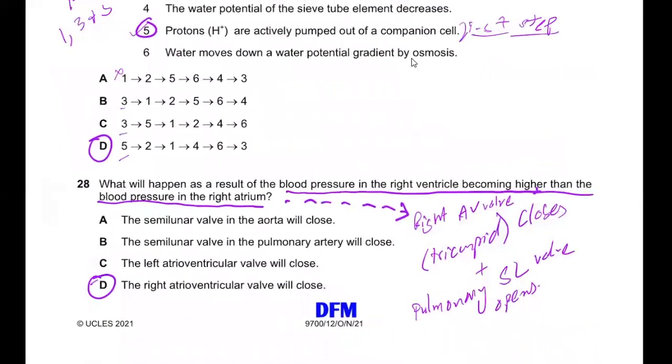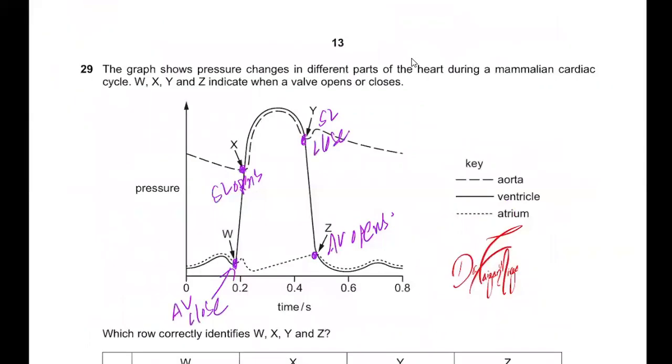What will happen as a result of blood pressure in the right ventricle becoming higher than the pressure in the right atrium? When this happens, we know the right AV valve, which is the tricuspid valve, will close, and the pulmonary semilunar valve opens. So we go for the option right away. The right AV valve will close, which is option D.